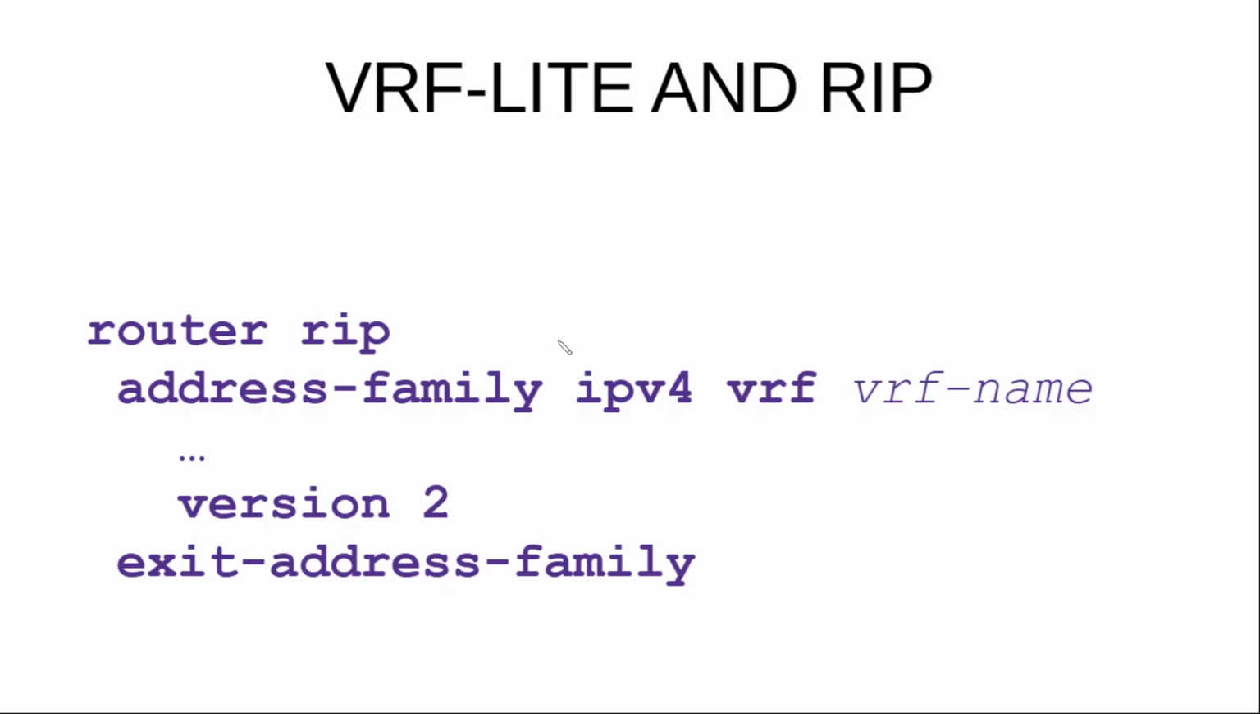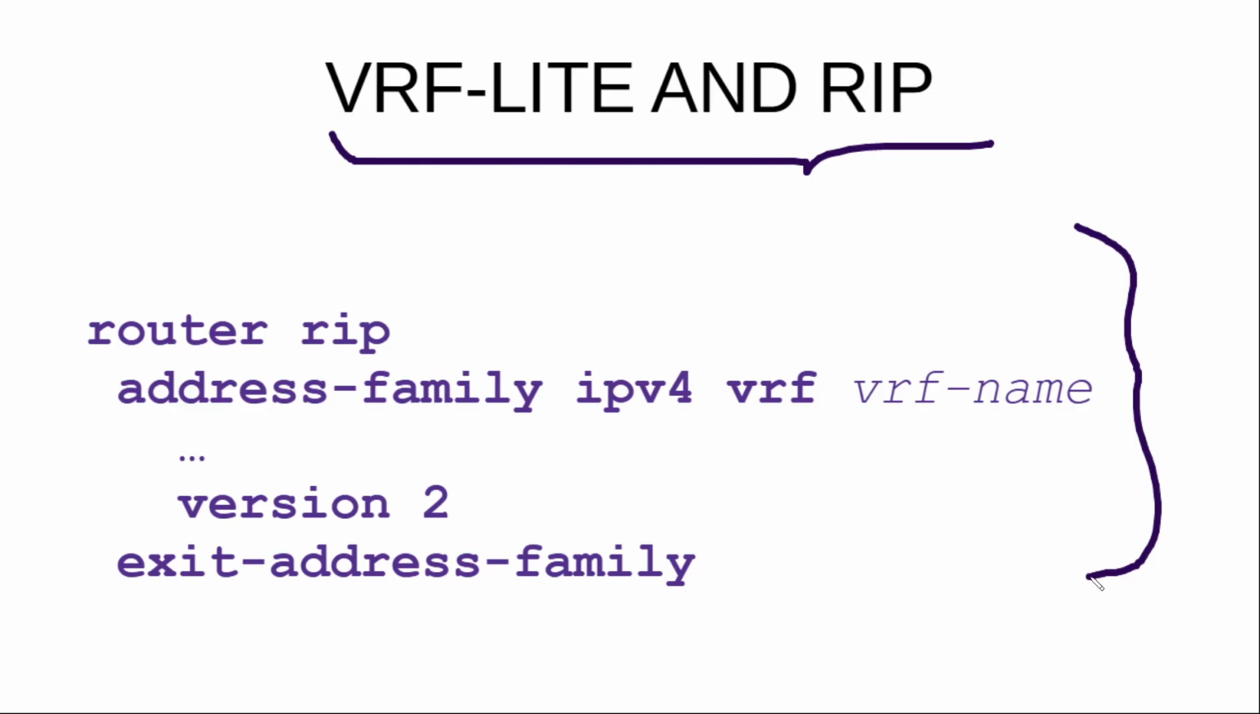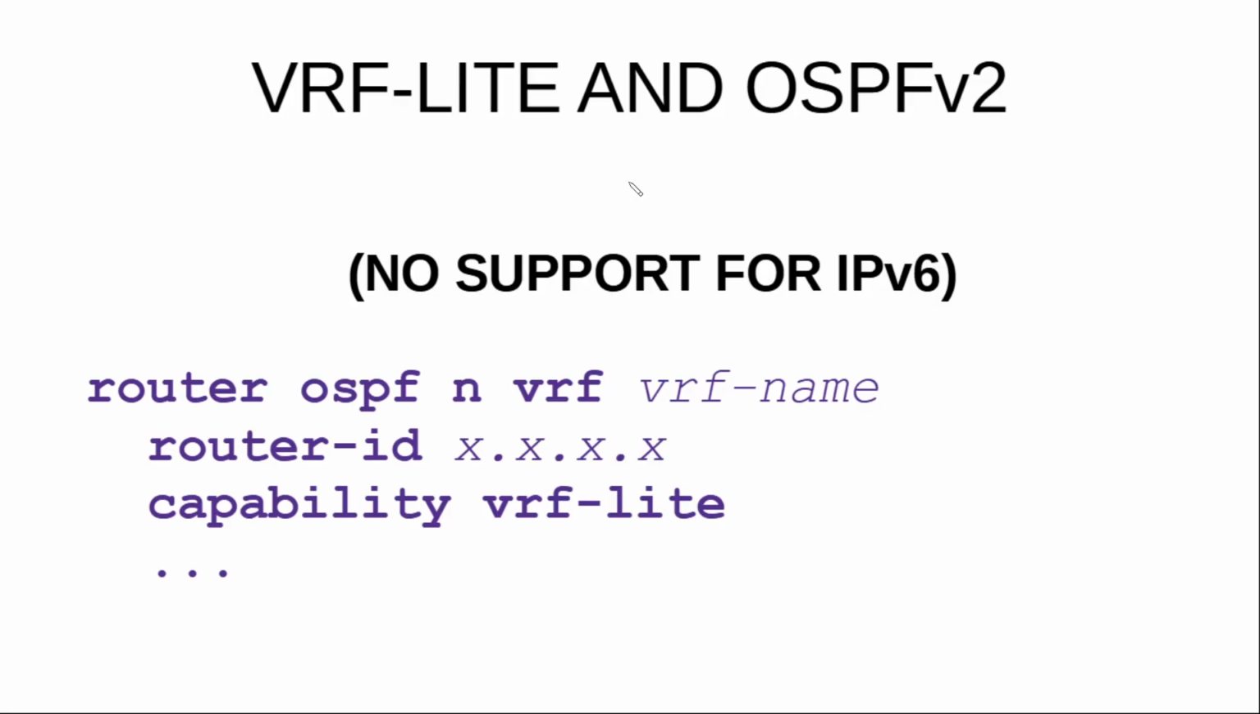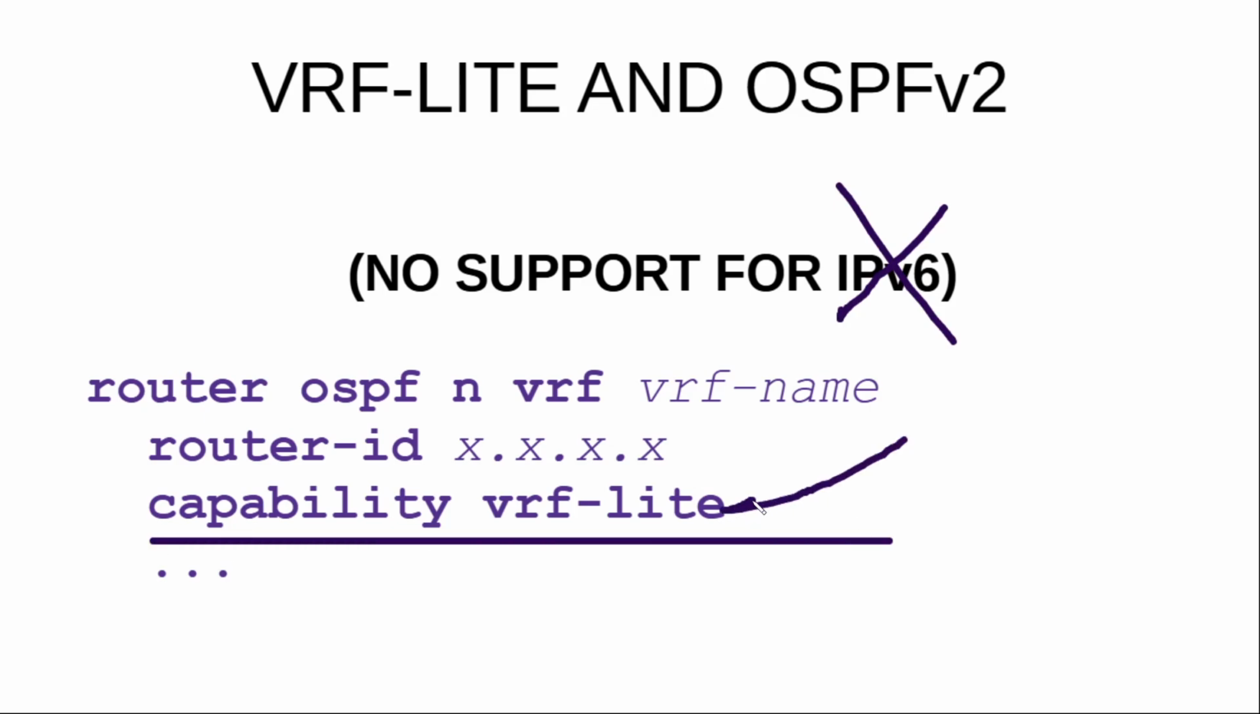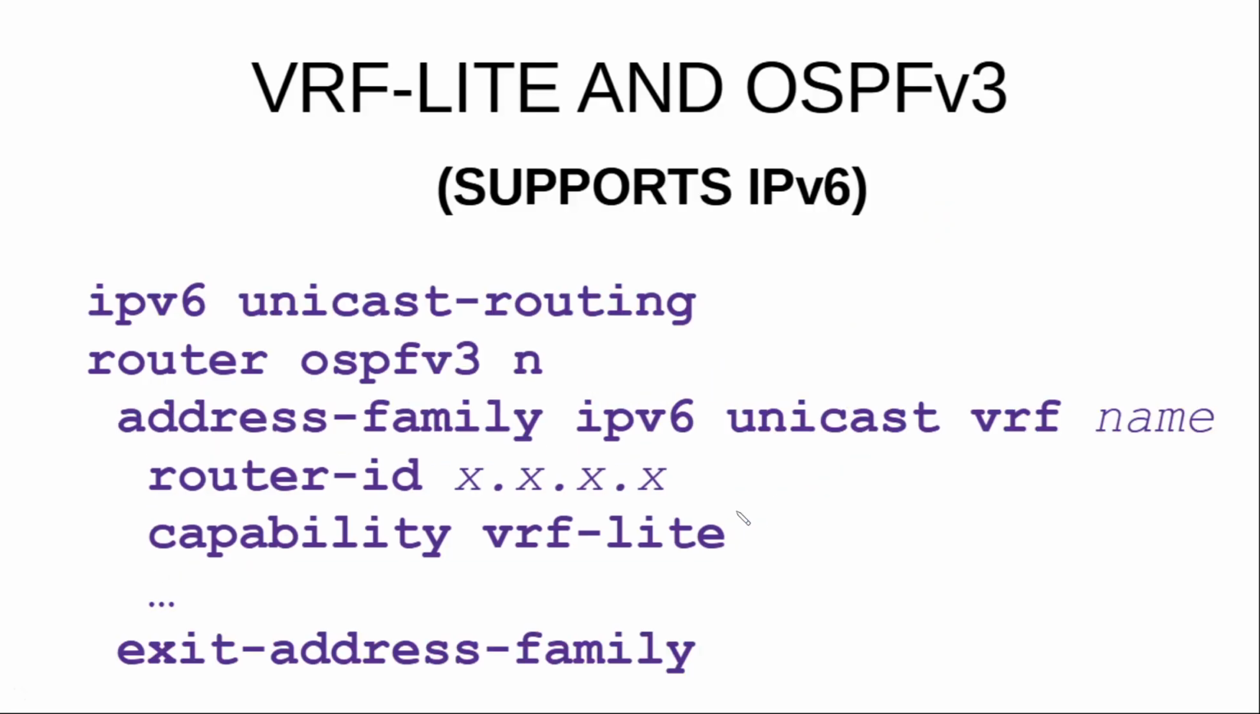Now, you can configure several protocols. For instance, this is the way to configure RIP version 2 for VRFs. You can use OSPF version 2 with VRFs. Remember that OSPF version 2 will not support IPv6. And remember to use this little command to skip certain routing checks that the protocol usually performs. If you want to work with VRF LITE, just issue this command, capability VRF LITE.